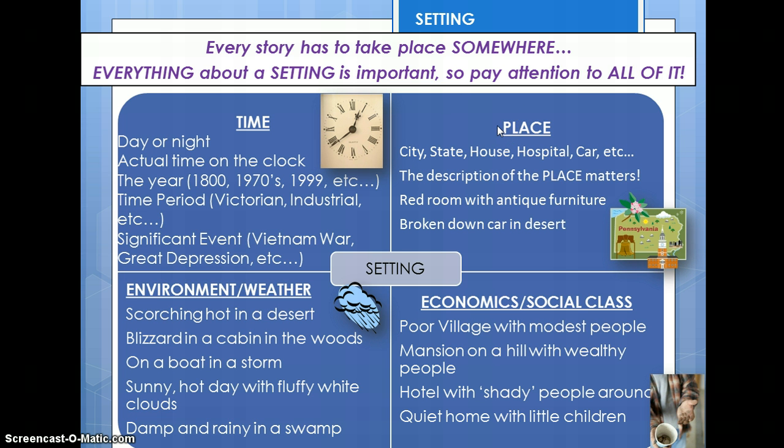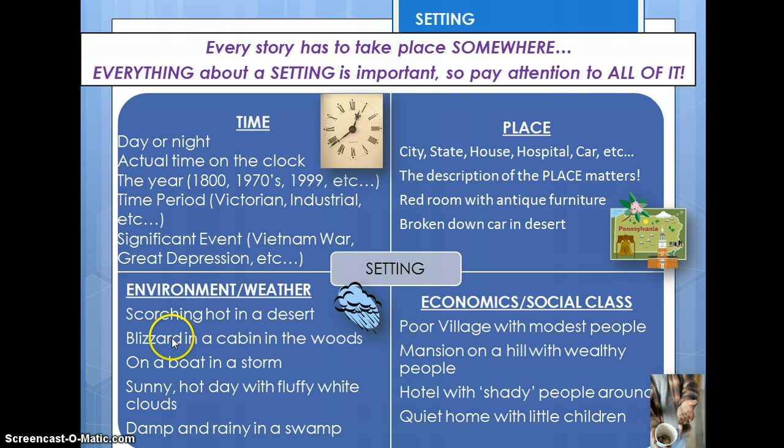The place can be important, such as the city you're in, the state, the country, the description of the place. It could be a certain room. We have a red room with antique furniture, a broken down car in the desert. Think about where these characters are and how their setting affects what's going on around them and maybe even their moods.